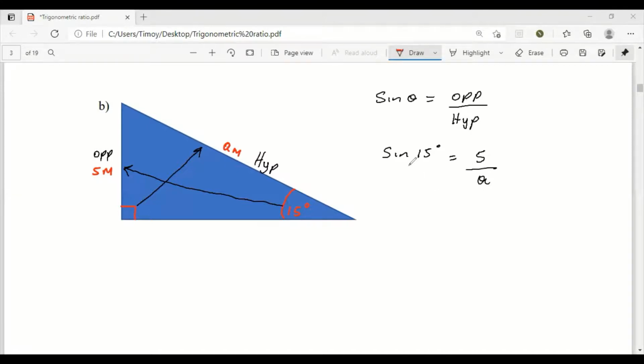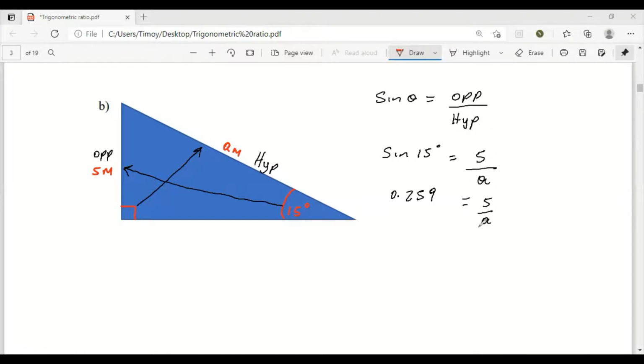From here, it's just about punching sine 15 degrees on your calculator. And I would advise to use 3 significant figures. So when you punch in sine 15 on your calculator, that will give you 0.259. That's correct to 3 significant figures. It's going to equal 5 over A.